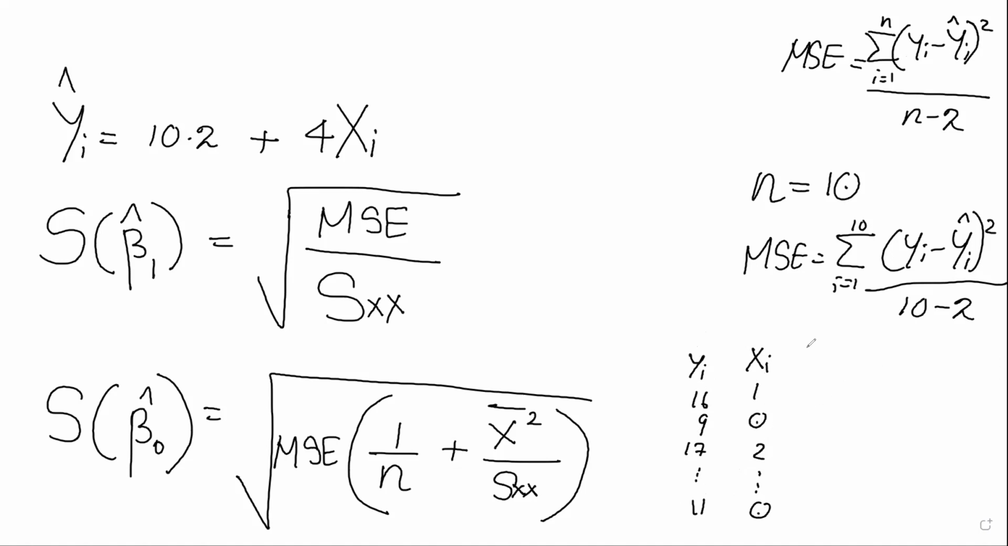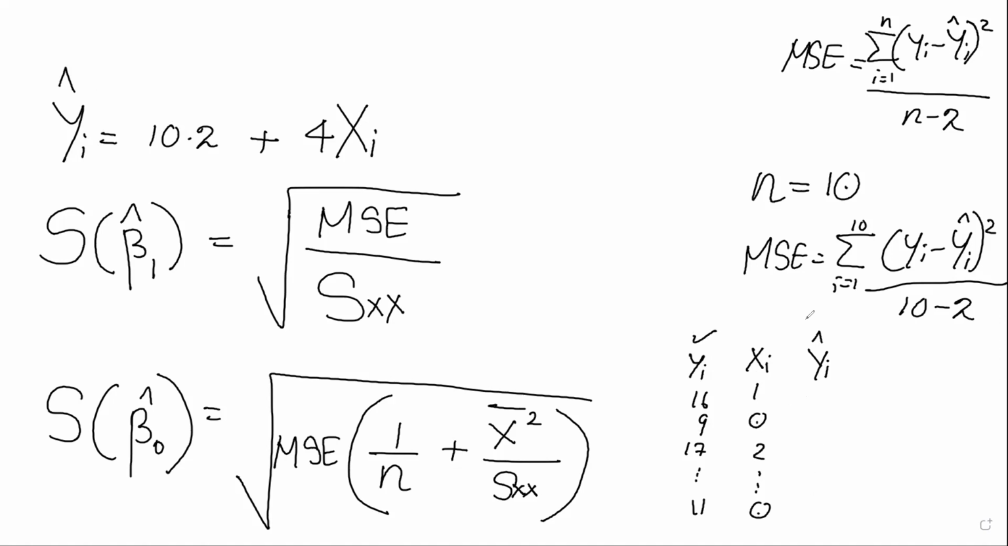Then have a column for yi hat. How do you get yi hat? By using this formula. You know the value of xi here. You substitute 1 here and take y1 hat, this quantity. You substitute 0 here, y2 hat is equal to some quantity. Then you substitute 2 here. You have to substitute these x values in the model and compute the yi hat column.